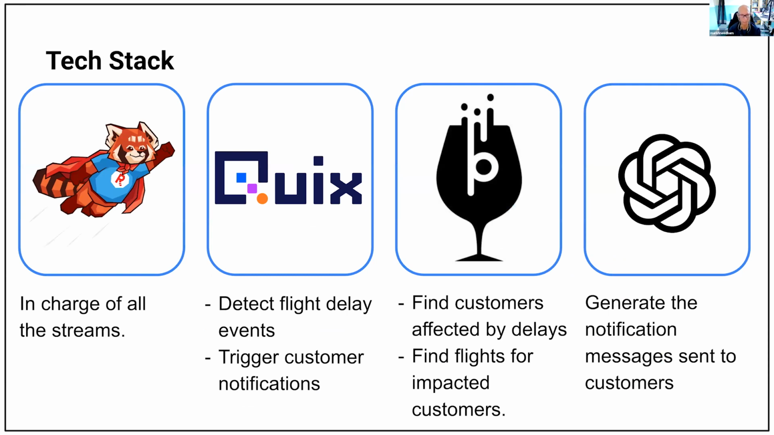So just to zoom in on the tech stack a little bit, we've got Redpanda, that's in charge of all the streams. We've got Quix, that's going to detect flight delays and then trigger the customer notifications. Pinot is going to be sitting in the back with an overall latest view of what is going on in terms of the customers. It's going to find the customers who are affected by delays and then find future flights that those customers can book into. And then finally, we've got OpenAI sitting on the far side, and that's going to generate notification messages from the data that's come from these other three.